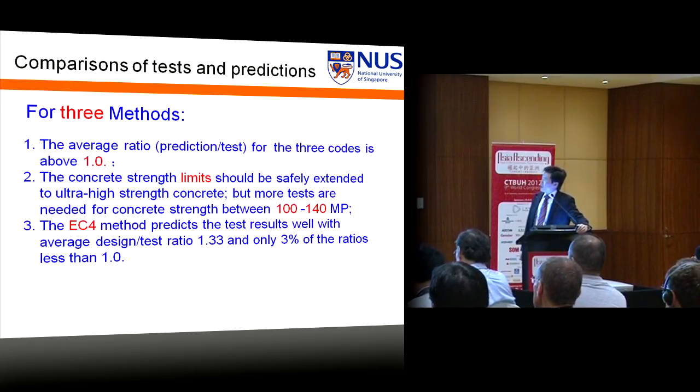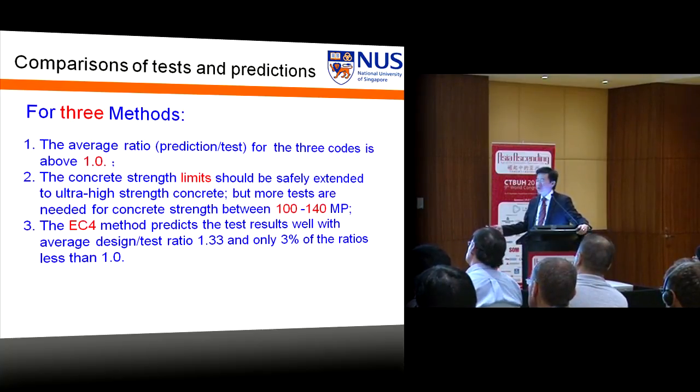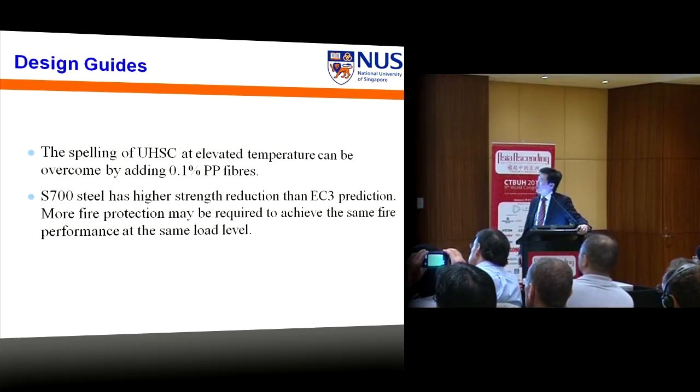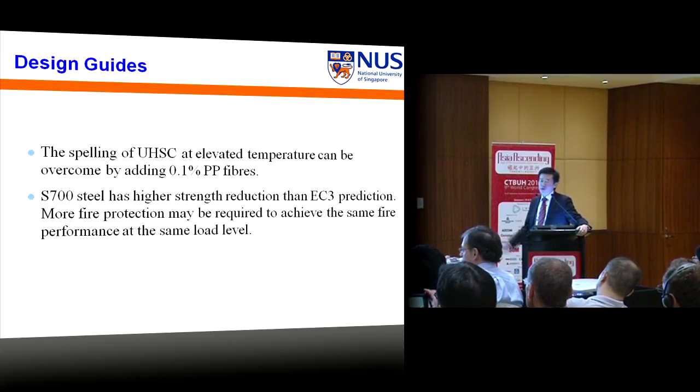Okay, the Eurocode and the other 2 codes predict the test results well with a design ratio. The design average against the test average ratio is 1.33. Only 3% of test data are actually less than 1.0, out of the close to 200 test data that we have. The conclusion is also that spalling of the ultra-high strength concrete can be avoided by the addition of 0.1% of PP fibers.